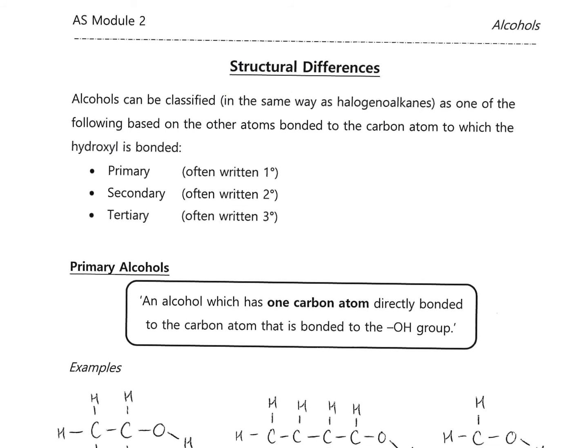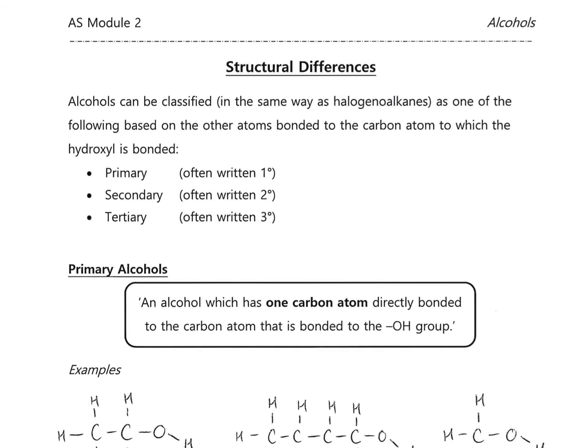So let's now have a quick look at the structural differences of alcohols, and these can be classified in the same way as halogenoalkanes. So if you remember with halogenoalkanes, we were looking at the carbon that was directly attached to the halogen and then counting how many carbon atoms were attached to that. And this is a similar way with alcohols. We're looking at the carbon atom to which the hydroxyl group is bonded, and then counting how many carbons are bonded to that. So again, we have primary, secondary and tertiary alcohols, again written with the same abbreviations.